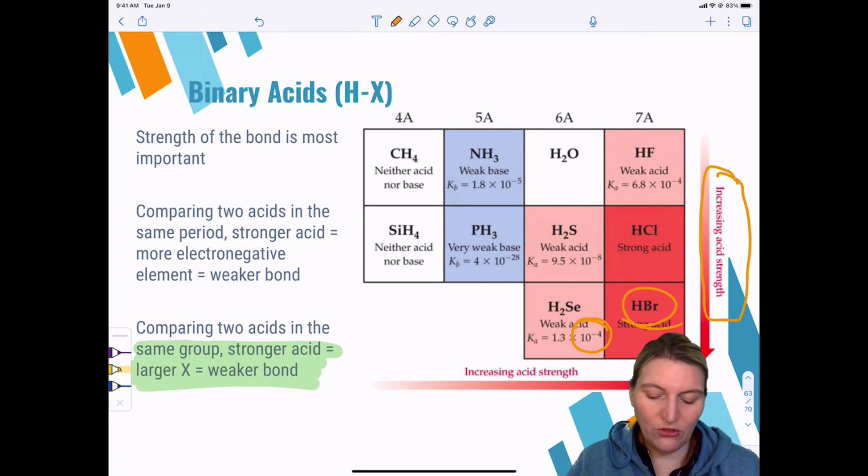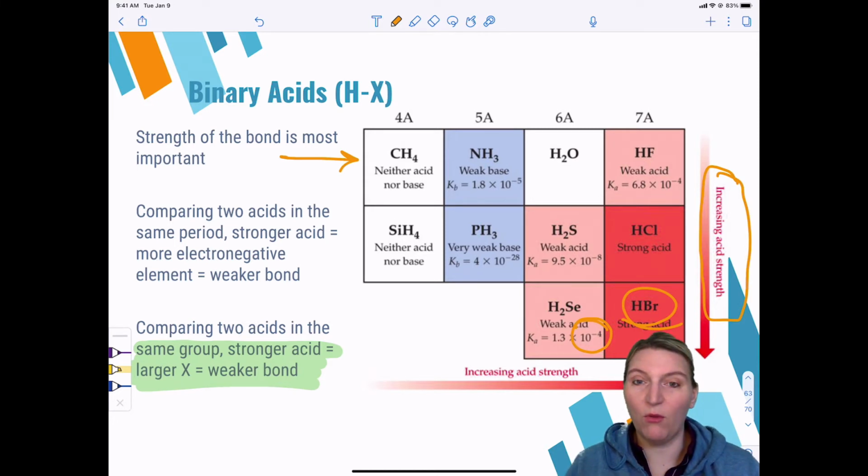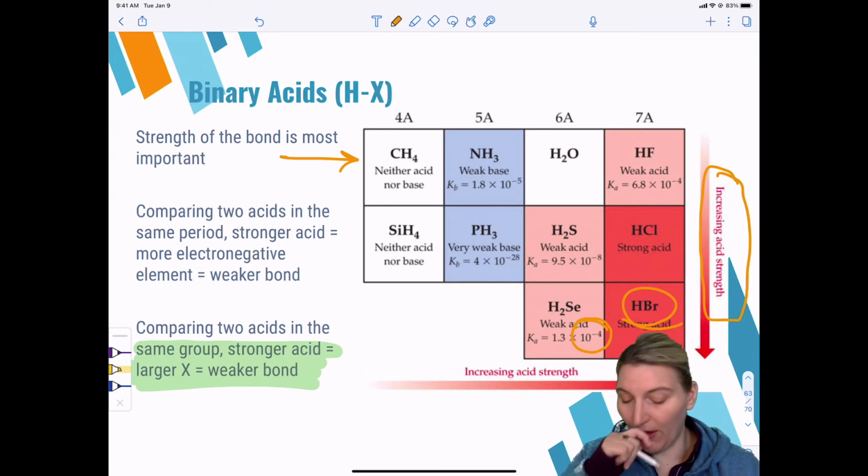Then if we go to comparing two acids in the same period, so that's in a row, the stronger acid is the one with the more electronegative element. The more electronegative element means that it will pull the electron density towards itself, weakening that bond. And so we know fluorine is the most electronegative element.